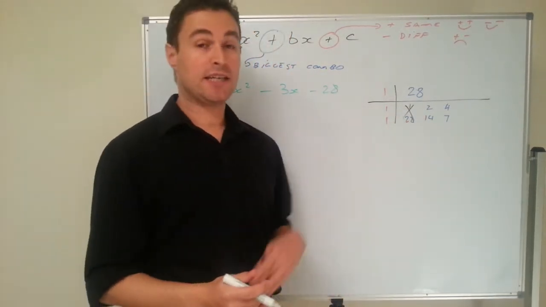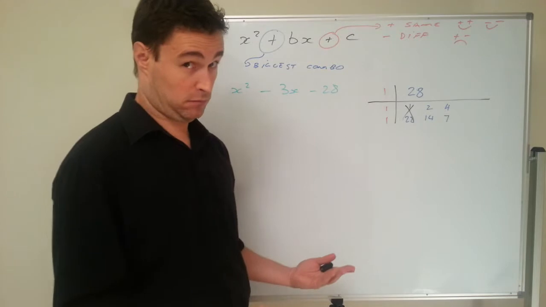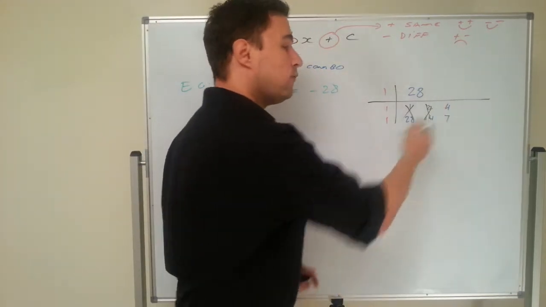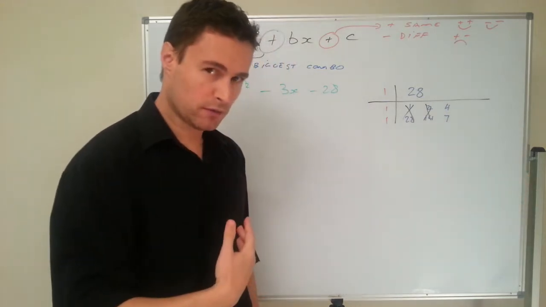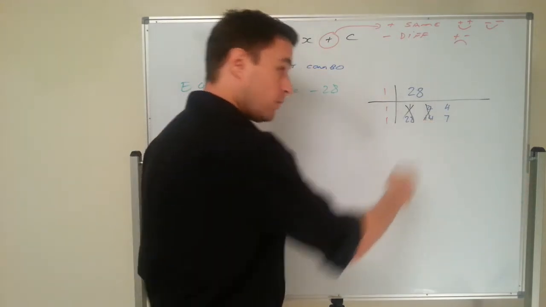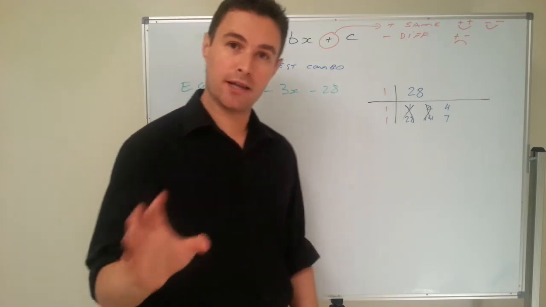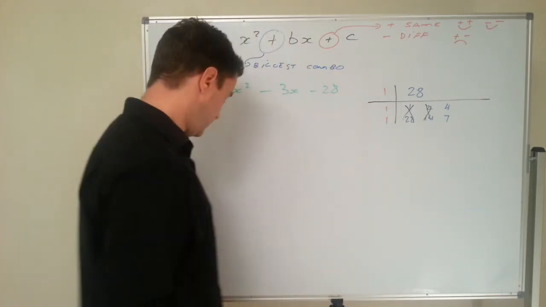2 and 14 either gives me 16 or 12. Right, not going to work. 4 and 7 either gives me 11, 4 plus 7, or 3. Are you with me? So this is the one I'm going to use. I'm not going to worry about how they combine yet, because I'm going to use this trick.